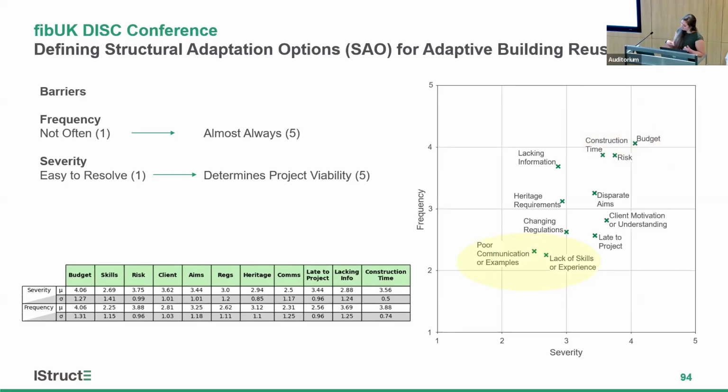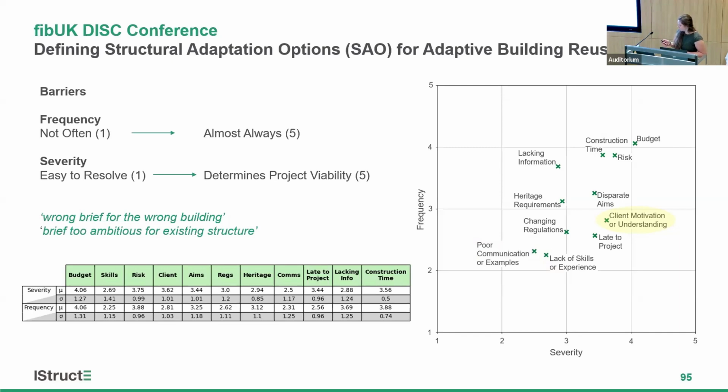It was good to see at the other end, low occurrence and low severity, were concerns about lack of skills or experience in a design team, and similarly a lack of precedent. So hopefully that can only be good news for adaptive building reuse.